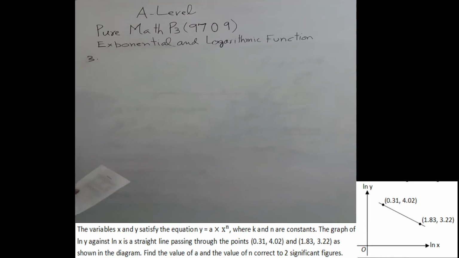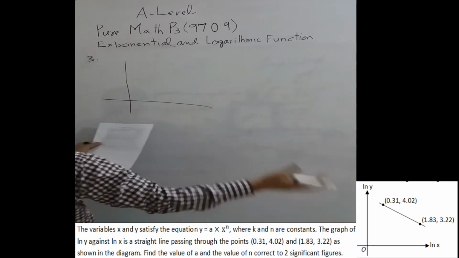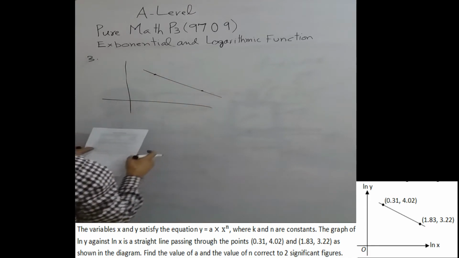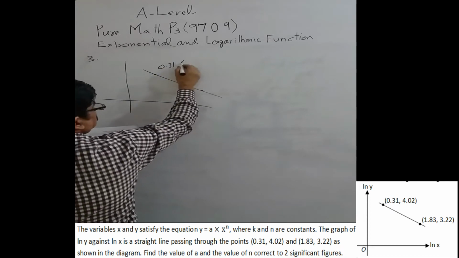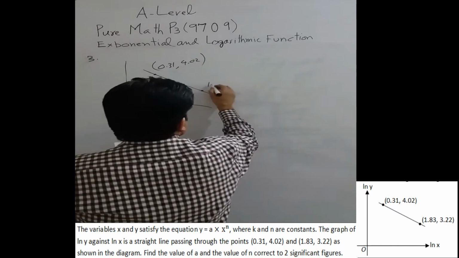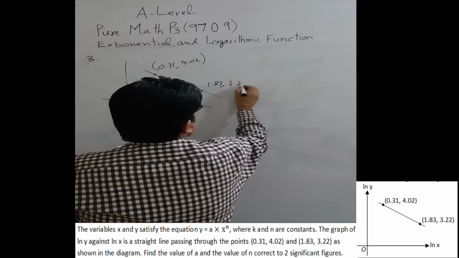Question number 3. Now please read the question, see the statement. You are given this graph, you can see in the question yourself. This is first point, this is second point. 0.31, 4.02, and the second point is 1.83, 3.22.